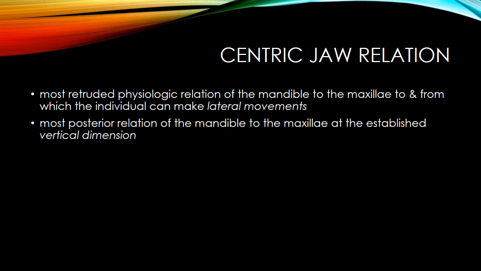These are the other definitions of the CJR. This is the most protruded physiologic relation of the mandible to the maxilla, to and from which the individual can make lateral movements. This is also the most posterior relation of the mandible to the maxilla at the established vertical dimension. So what is vertical dimension?